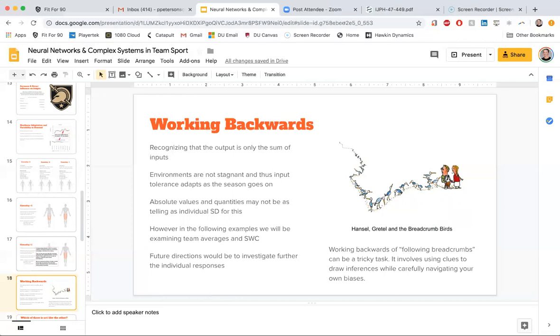And the more seasons you go through, the more samples you get, and the easier you can put your athletes into buckets, like we talked about earlier with our freshmen and our responders and then our non-responders, the more you can start to predict these things happening, and you can check your multiple regressions and see where these values really are at. So this is why absolute values and quantities may not be as telling as individual standard deviations for these. Moreover, we'll talk a little bit about smallest worthwhile changes, and we'll have to look at team average when we do so.